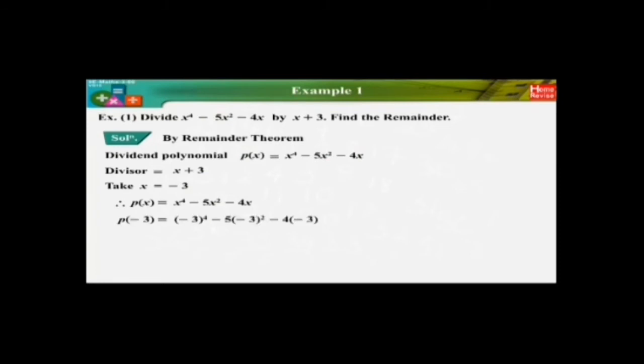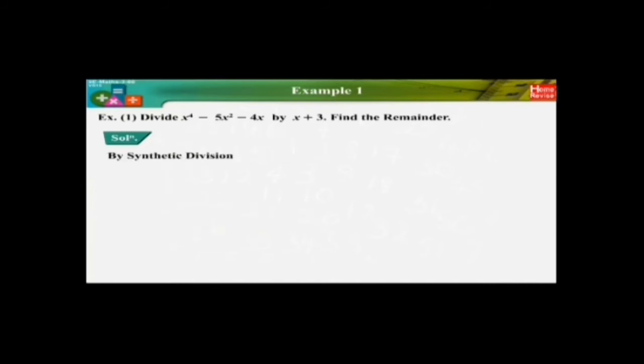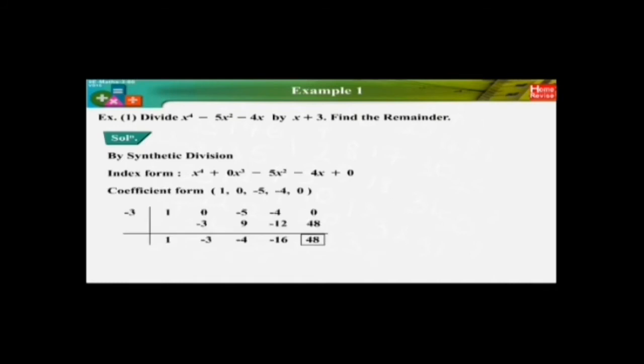P of minus 3 is equal to (minus 3) raised to the power 4 minus 5 multiply (minus 3) raised to the power 2 minus 4 multiply (minus 3). So, which is equal to 81 minus 45 plus 12. Therefore, P of minus 3 is equal to 48. By synthetic division, the index form is x raised to the power 4 plus 0 x raised to the power 3 minus 5x square minus 4x plus 0. We will solve it and we'll get the remainder as 48.